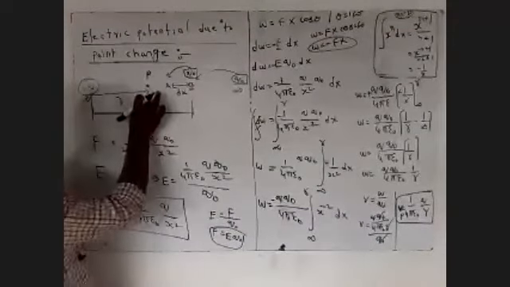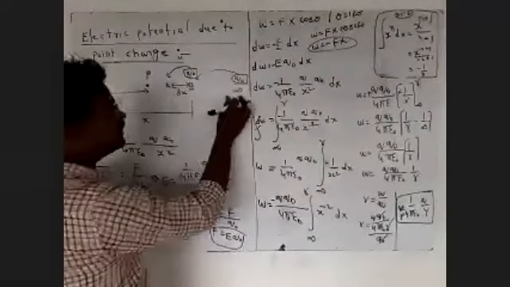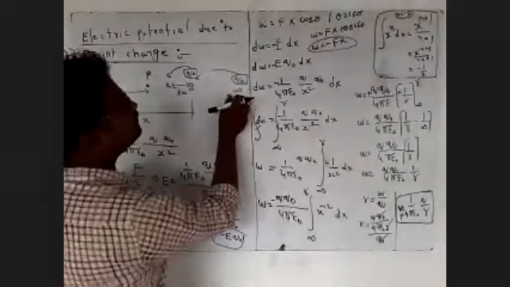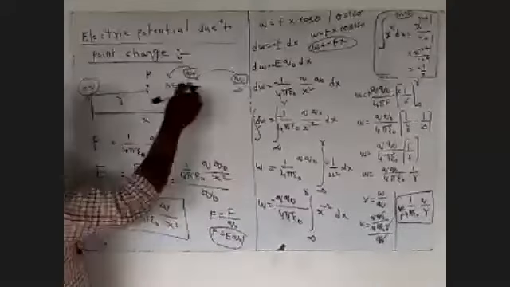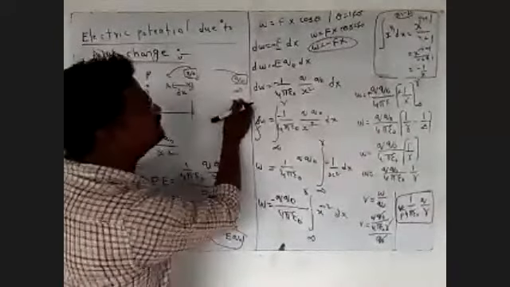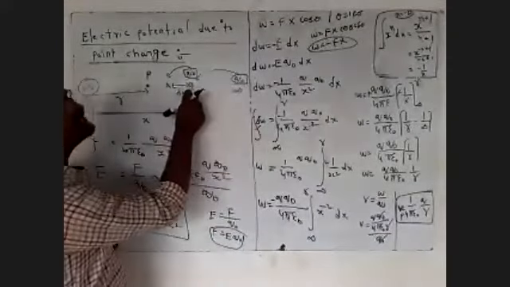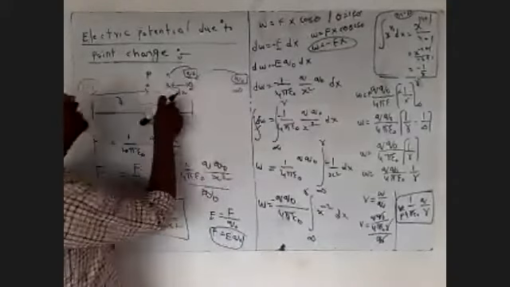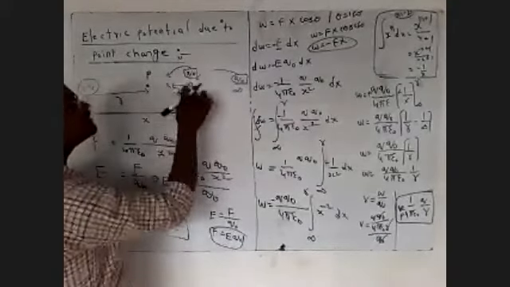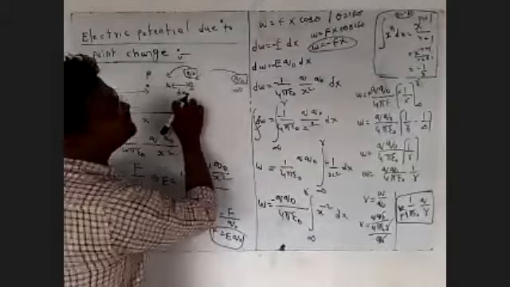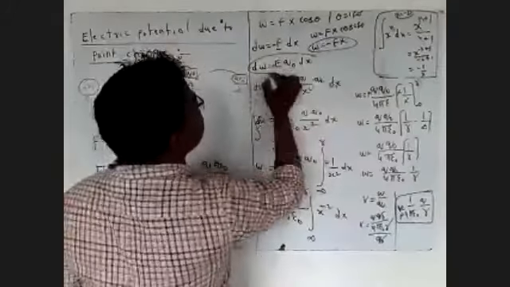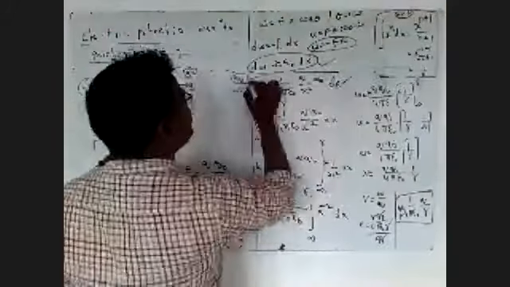That is the final work. So we are now shifting Q naught from infinity to point B. Next, Q naught shifts from B to A. At this point, we have to calculate a small work done. That small work done is given by this formula.